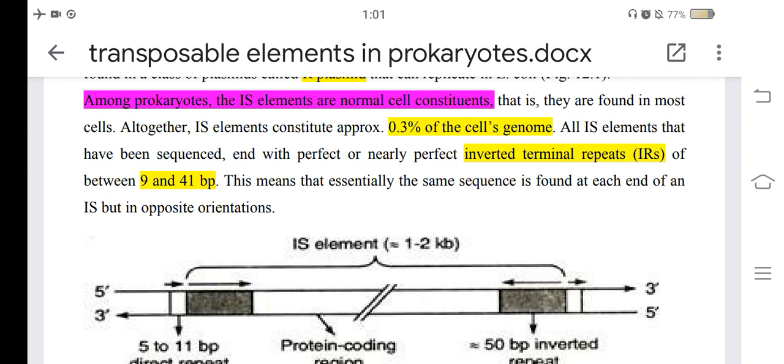All IS elements that have been sequenced end with perfect or nearly perfect inverted terminal repeats of between 9 and 41 base pairs. This means that essentially the same sequence is found at each end of an IS element but in opposite orientation.